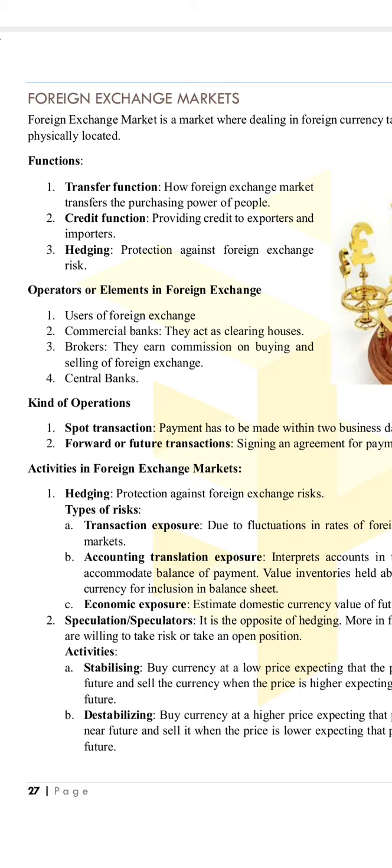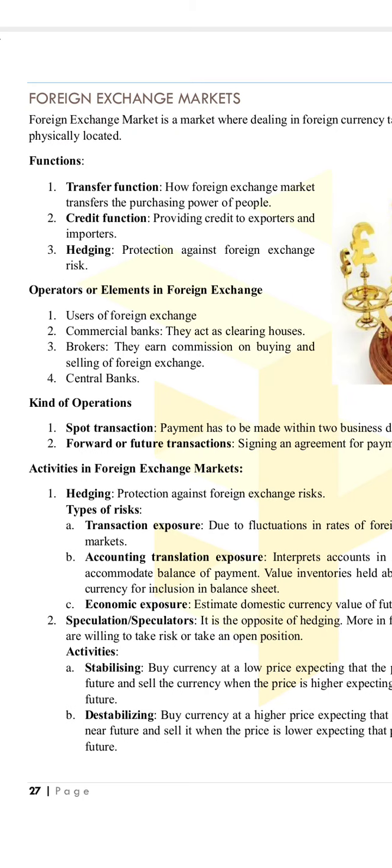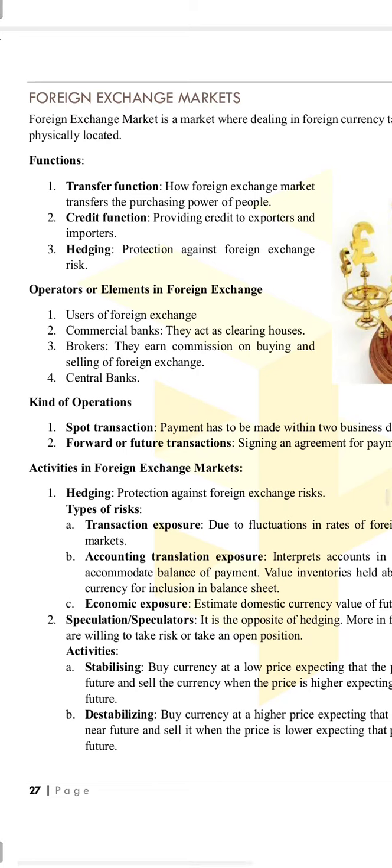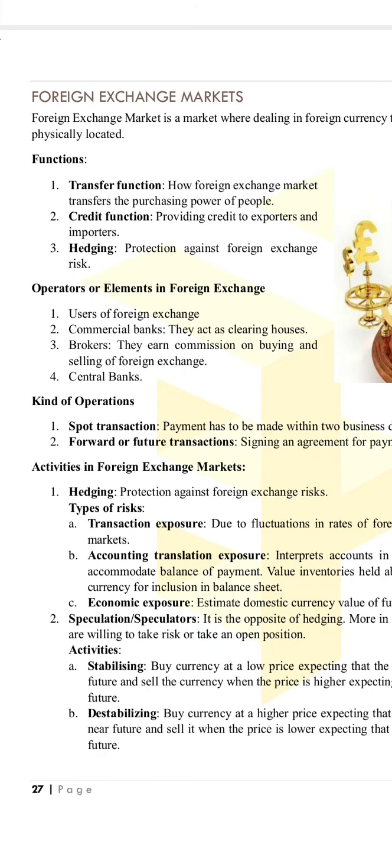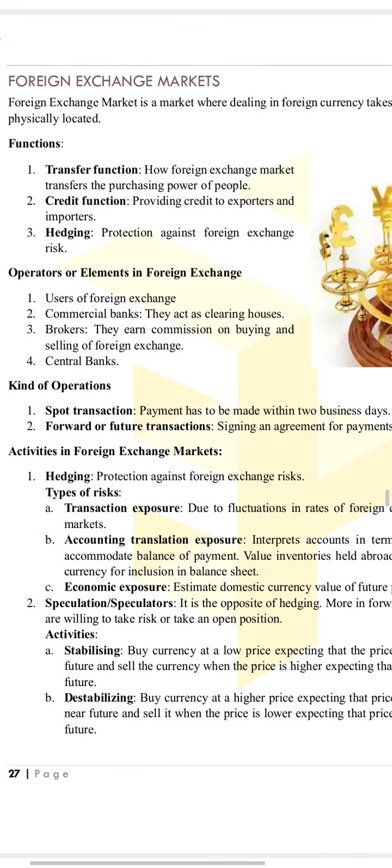So the functions of the foreign exchange market are the transfer function, credit function and hedging. The foreign exchange market transfers the purchasing power of people; this is the transfer function. The credit function provides credit to exporters and importers. Hedging is protection against foreign exchange risk.